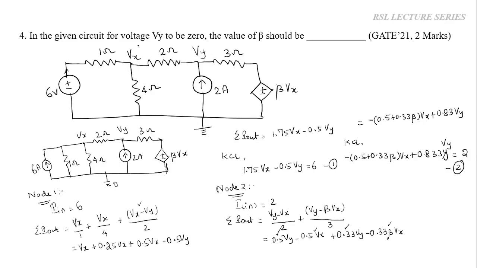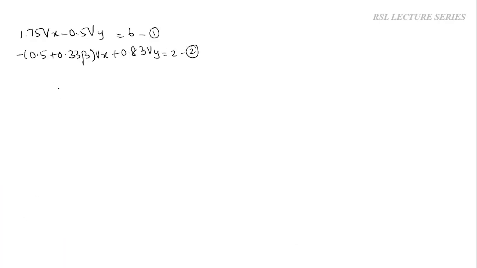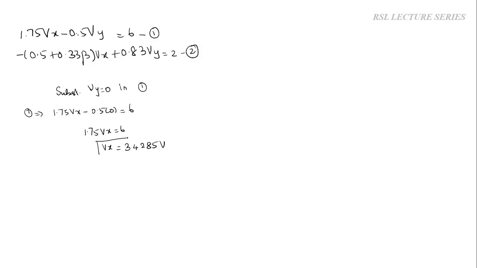Now in the problem it is given that Vy is 0. So we are going to substitute Vy equal to 0 in both equations 1 and 2. First we will substitute in 1. If we substitute in the first equation, we get 1.75 Vx minus 0.5 into 0 equal to 6, or 1.75 Vx is equal to 6, and Vx is equal to 6 divided by 1.75, which is equal to 3.4285 volts. So this is the Vx value.